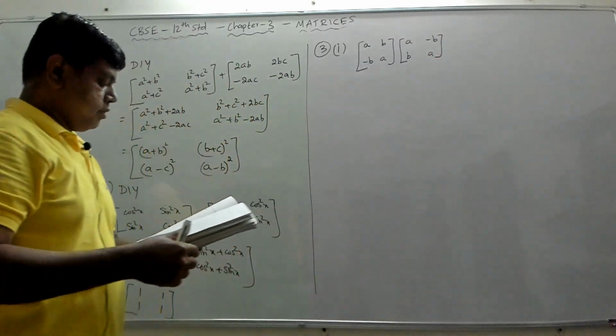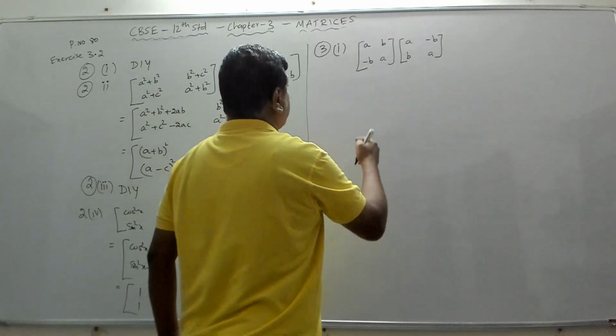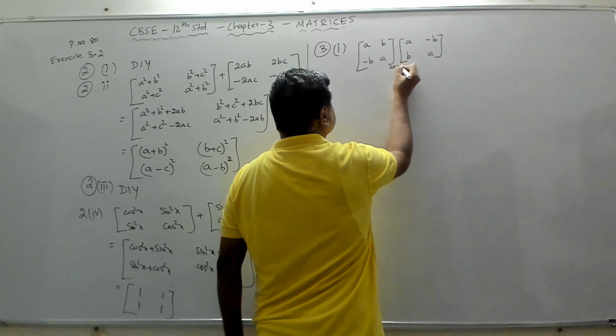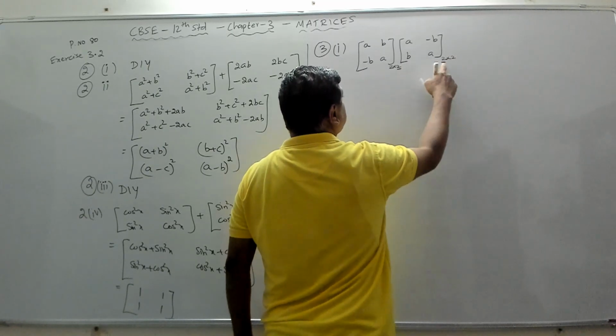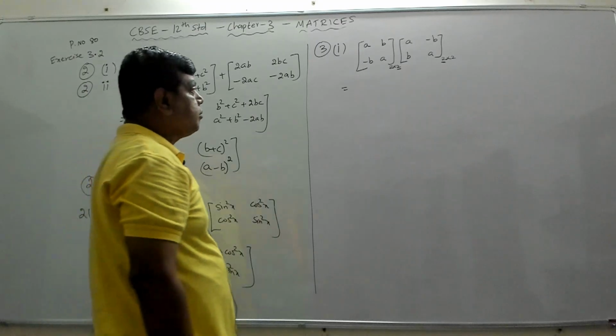We have to multiply these two matrices. Again the multiplication is possible because the number of columns in this is equal to the number of rows of this. It's a 2 cross 2 matrix, and this is also a 2 cross 2 matrix. So the number of columns is equal to the number of rows, these two match, and multiplication is defined, so we can multiply the matrices.